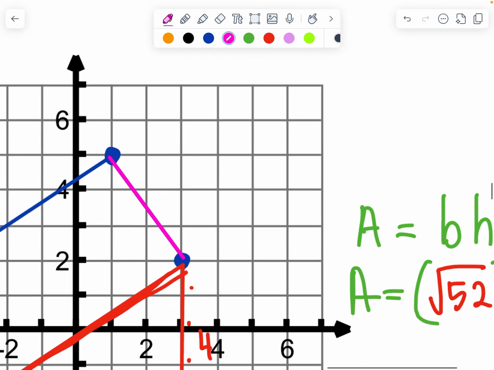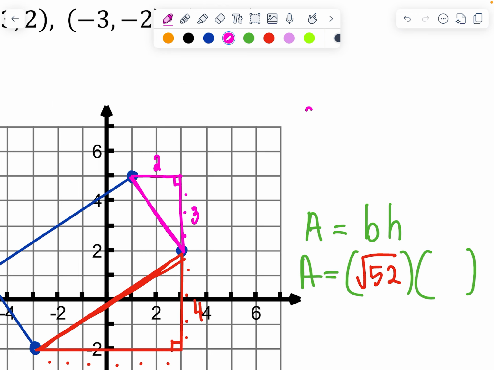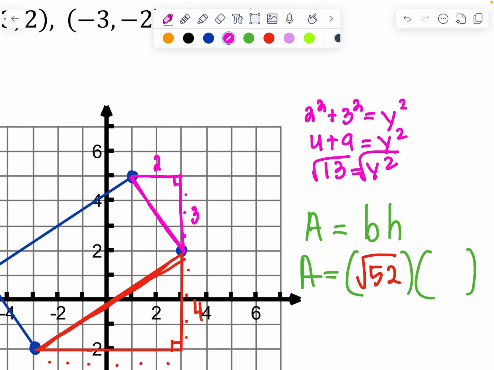Now I'm going to do the same thing with the height. I'm going to treat it as the hypotenuse of a right triangle. Make this into a right triangle. Here's my right angle. This is a distance of 2. 1, 2, 3. This is a distance of 3. Pythagorean theorem, 2 squared plus 3 squared equals, I'll call that one y. I don't want to call it x also. 4 plus 9 equals y squared. 13 equals y squared, square root, and I get y is root 13.